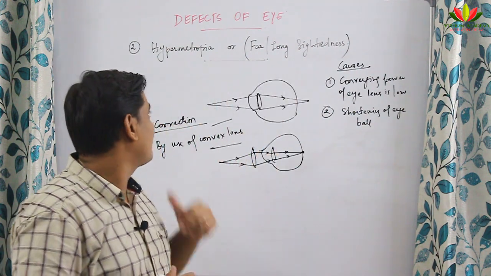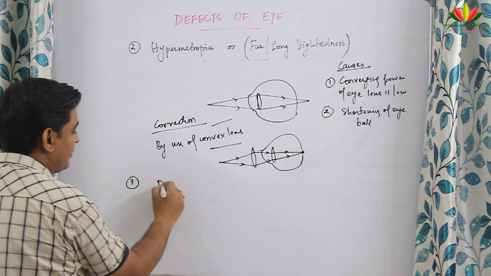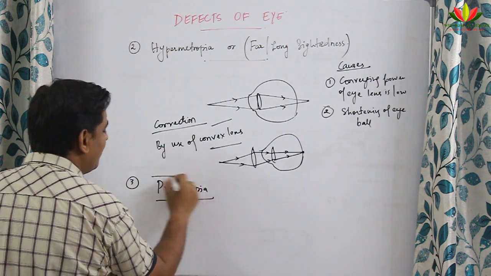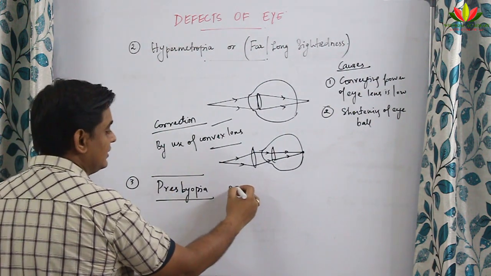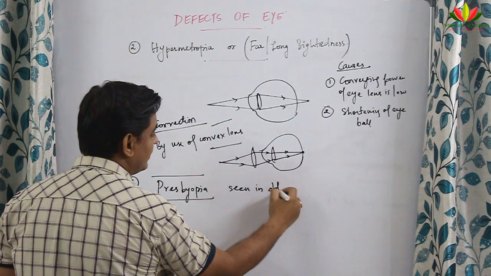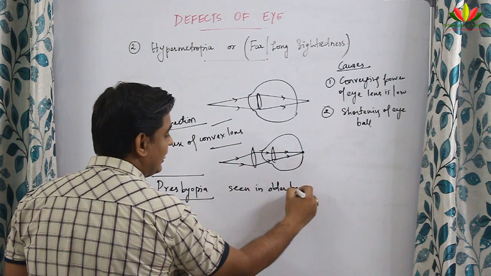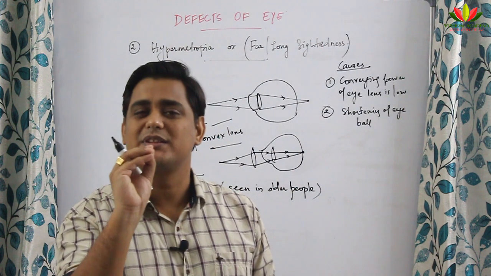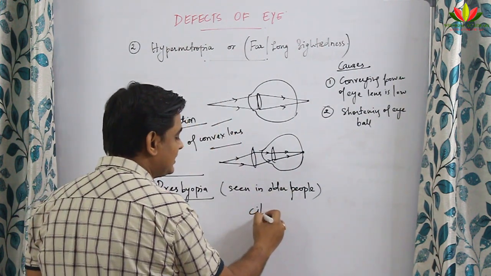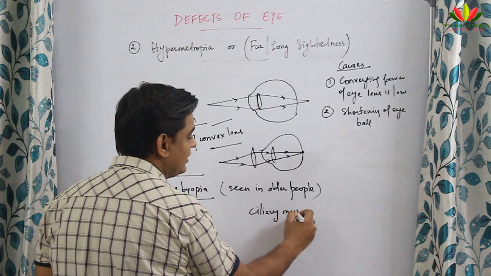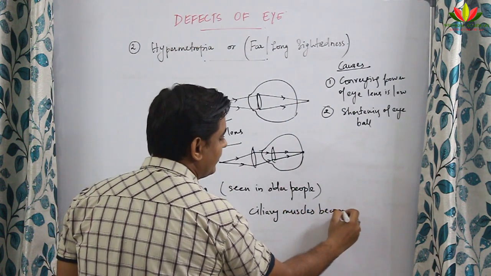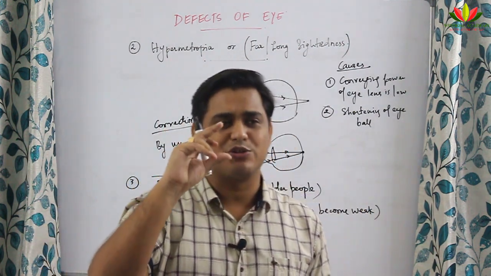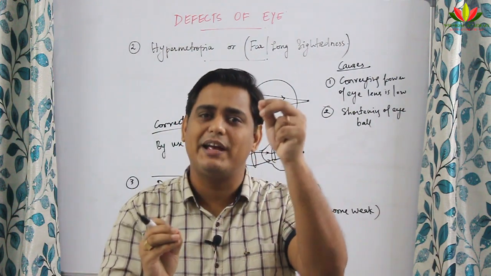Fine. After this, the third disorder was presbyopia. Presbyopia is very similar to hypermetropia, but presbyopia is seen in older people. So, what happens is, because of age, when you grow old, your ciliary muscles become very weak. When the ciliary muscles become weak, they will not be able to press or elongate the eye lens.